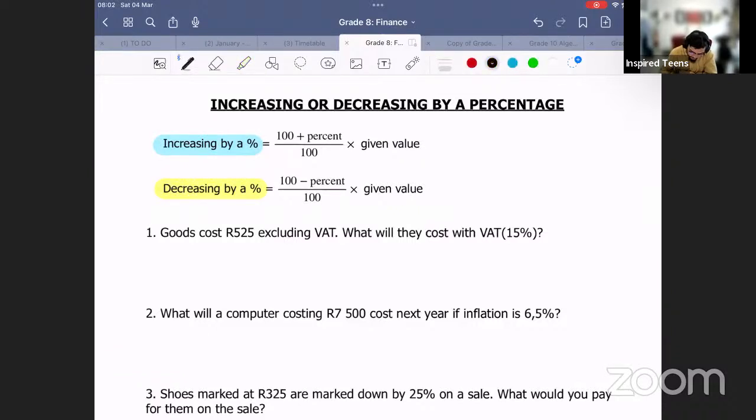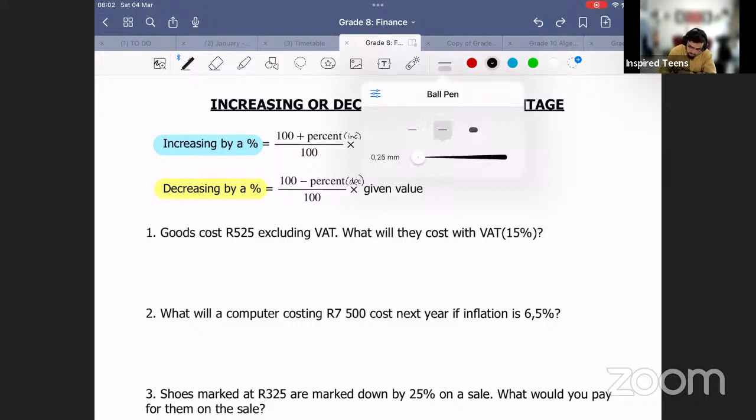The formula for increasing by a percentage: we take 100 plus the percentage increase, divided by 100, multiplied by whichever value we are increasing by that percentage. Percentage decrease is 100 minus the percentage decrease, divided by 100, multiplied by the given value that we are decreasing by that percentage. Okay, so let's have a look at this question.